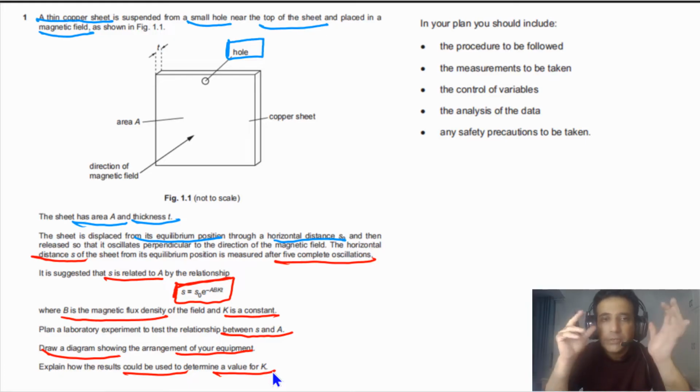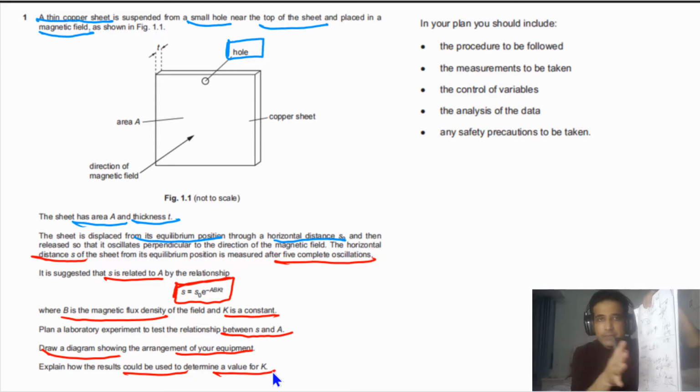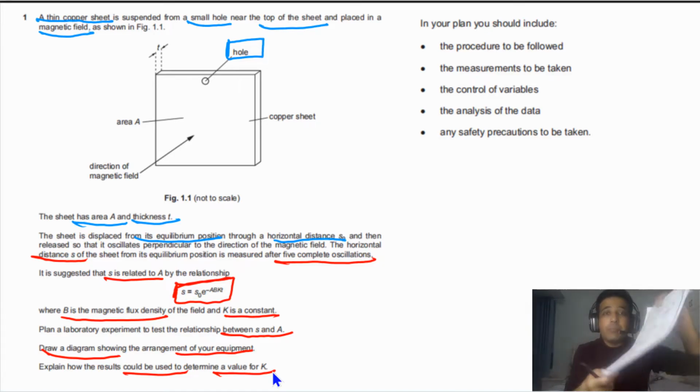The question is asking you to draw a diagram, which means there will be 1 mark for the diagram. If you read the question once, you can see it is very clear that we have a plate inside a magnetic field and the plate is oscillating in the magnetic field. This is the main idea, and in this case we have to keep the initial horizontal displacement S0 constant.